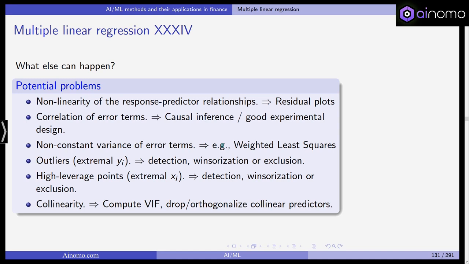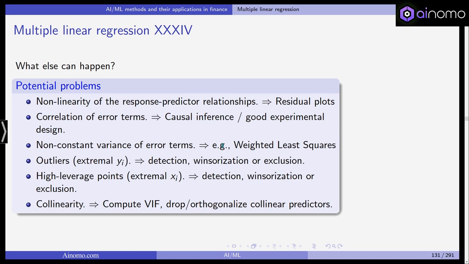Then we have outliers and high leverage points. Outliers meaning extremal values of our response variable, and high leverage points being extremal values of one predictor variable. What we can do is we can try to detect these outliers and high leverage points, and then, for example, use regularization or simply exclude these data points from our analysis, with all problems that are attached to these methods.